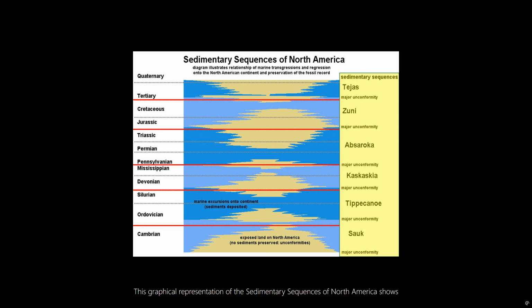This graphical representation of the sedimentary sequences of North America shows us 6 unique cratonic sequences bounded by major unconformities. The blue represents marine excursions onto land when sediments were deposited, and the yellow represents exposed land on North America, where unconformities exist.